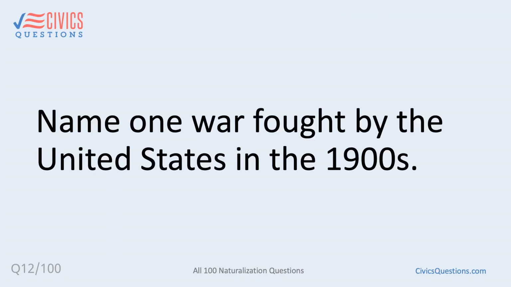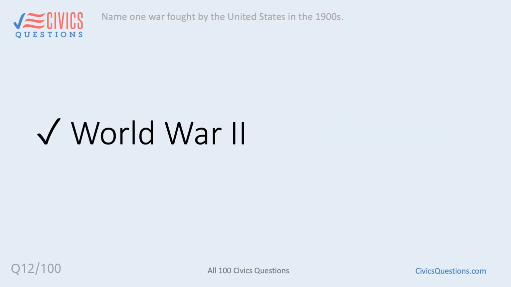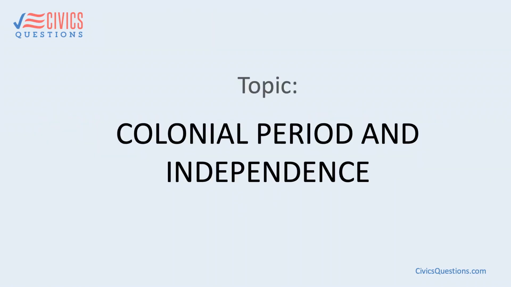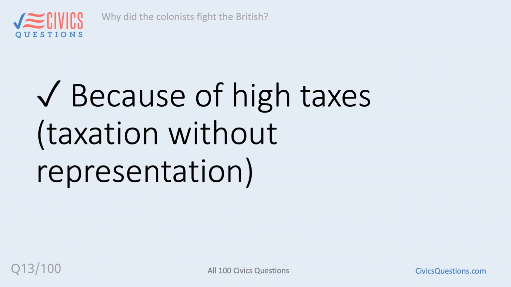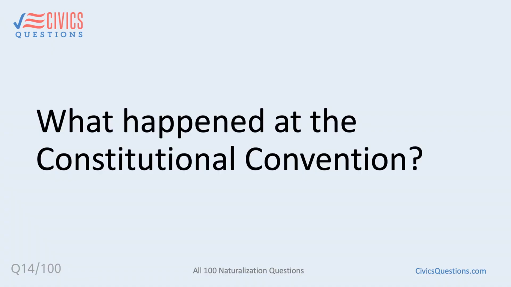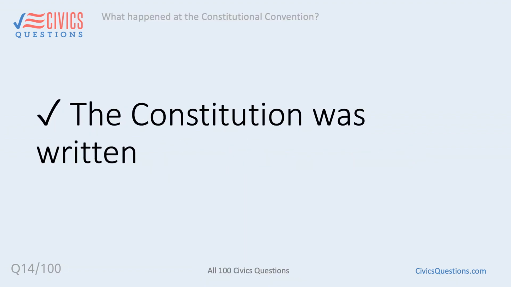Name 1 war fought by the United States in the 1900s. World War II. Colonial period and independence. Why did the colonists fight the British? Because of high taxes. Taxation without representation. What happened at the Constitutional Convention? The Constitution was written.